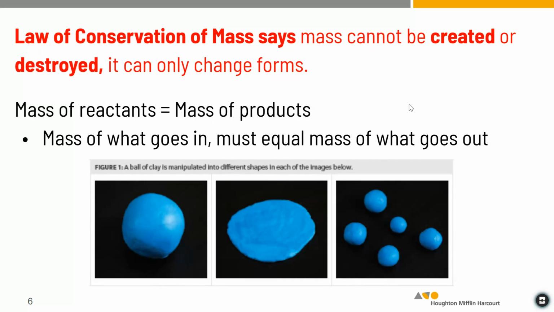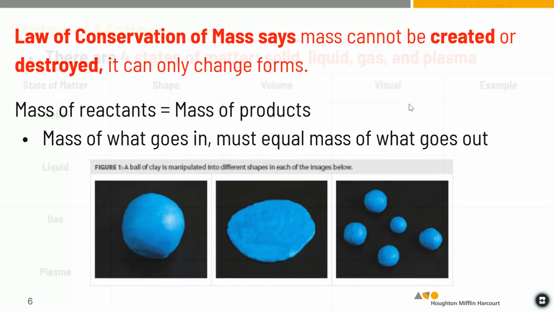So, for example, if we have this ball of clay and it starts as a ball, we flatten it and we break it up into many pieces. No matter what shape that ball of clay has, the mass of the total amount of clay doesn't change. It's still the same amount.